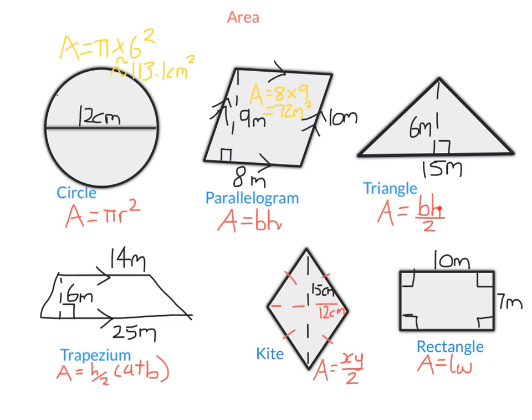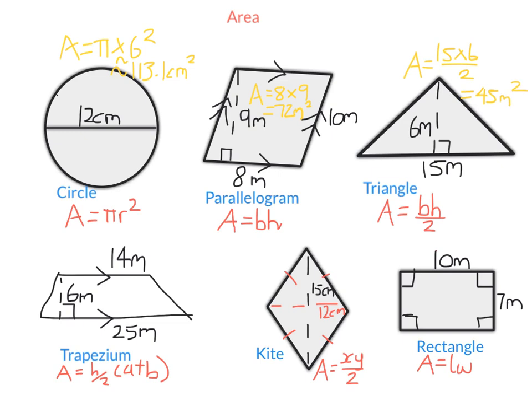You do divide by 2 for the area of a triangle. The area of a triangle is base times perpendicular height divided by 2. The reason we divide by 2 for a triangle is that it's half a rectangle. So the area of this triangle is just 15 times 6, base times perpendicular height, divided by 2, and that's 45, and the answer's in meters squared.